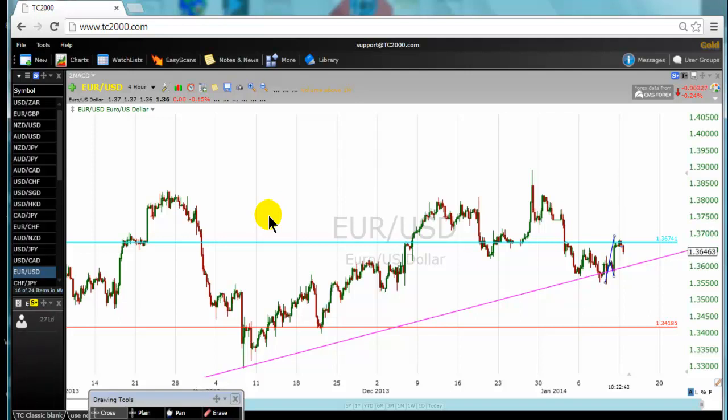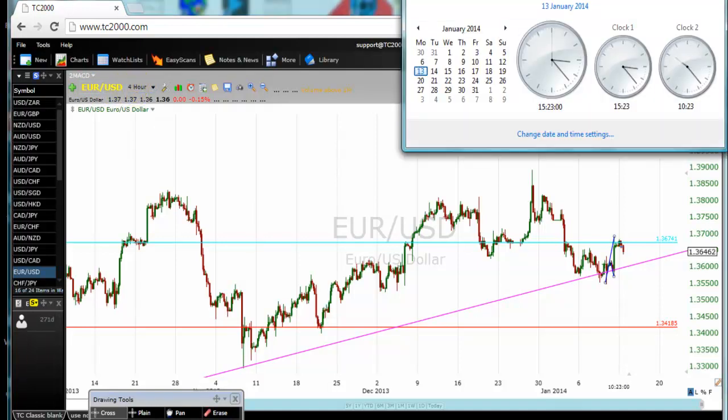So I'm on the 4-hour chart looking at the leading currency pair. The number one currency pair is what? The Euro USD. If you are trading Forex, you must constantly check the Euro USD. Now today is Monday, the 13th of January 2014, and the time in London is 23 minutes past 3. In New York, 23 minutes past 10 a.m.